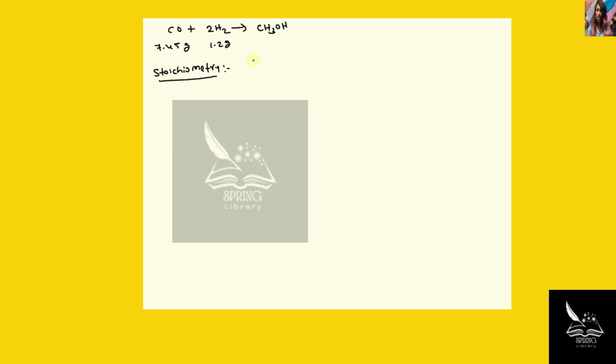What is stoichiometry? Stoichiometry indicates the amount of reactants and products involved in a reaction. So in this reaction, how many reactants are involved? Here 2 plus 1, 3 reactants are involved. How many products are involved? Here 1 product is involved. So this indicates the stoichiometry of the reaction.